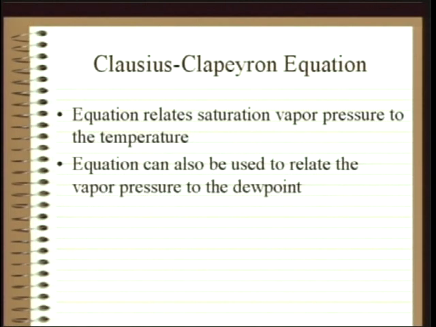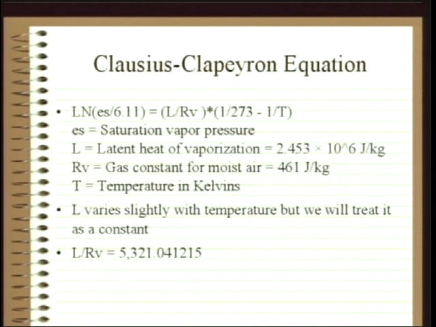The Clausius-Clapeyron equation relates the saturation vapor pressure to the temperature. It can also be used to relate the vapor pressure to the dew point. Next we'll take a look at this equation. It has a natural log function in it, which we have learned how to solve. And to solve the Clausius-Clapeyron equation also requires using the exponential function. Here are the different terms in the equation.